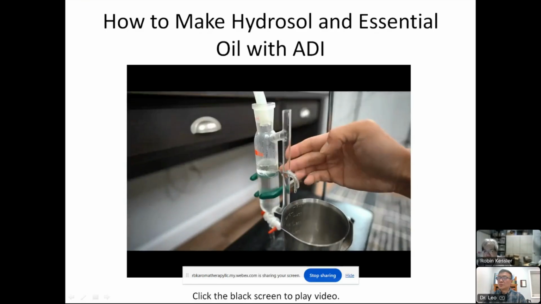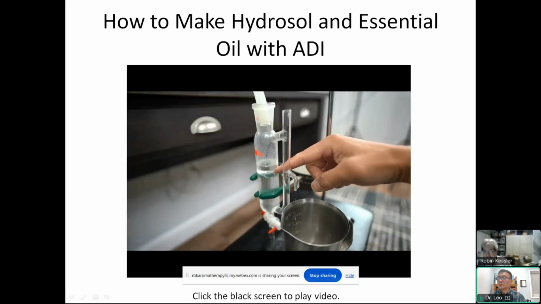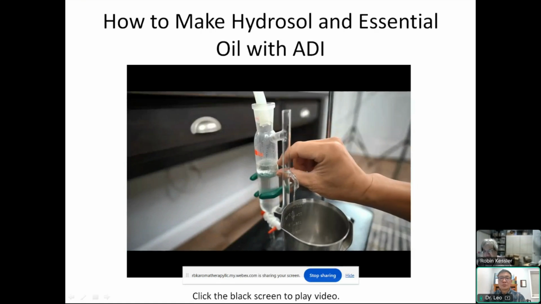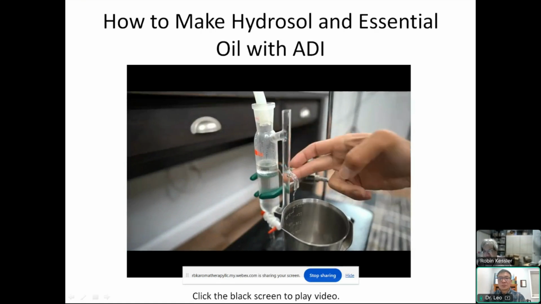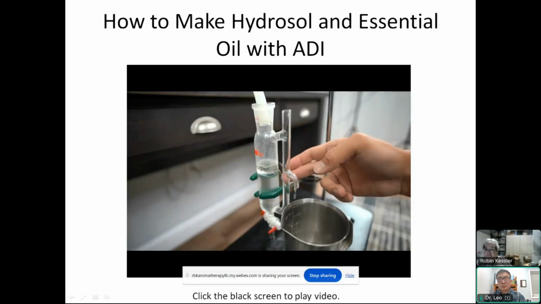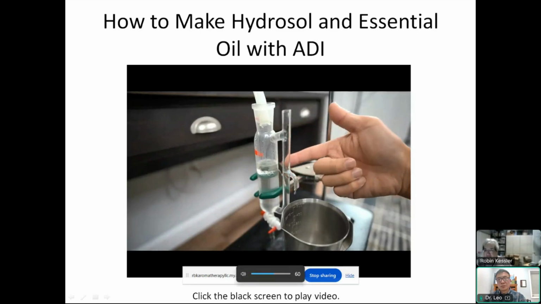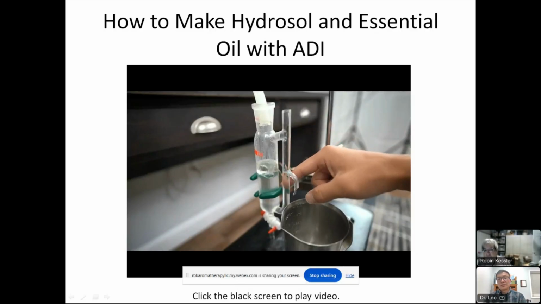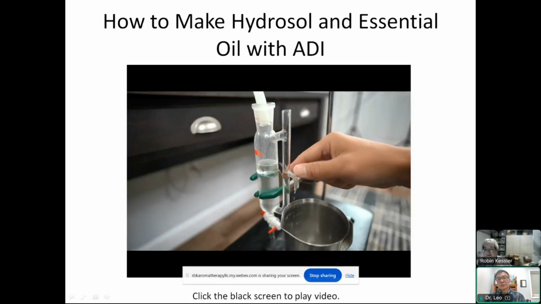So here's the essential oil. That's from the dry lavender buds. You've got quite a good amount of the essential oil. And the bottom is the hydrosol. The fresh made hydrosol, especially when you have essential oil, you normally can see cloudy hydrosol. That's very good.